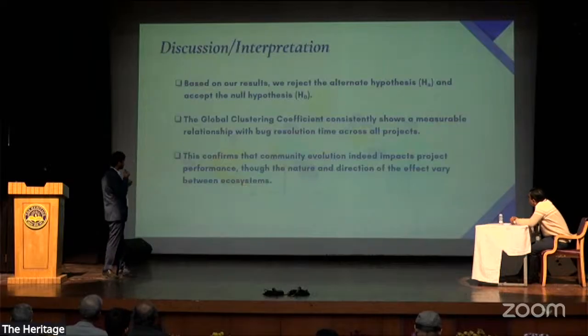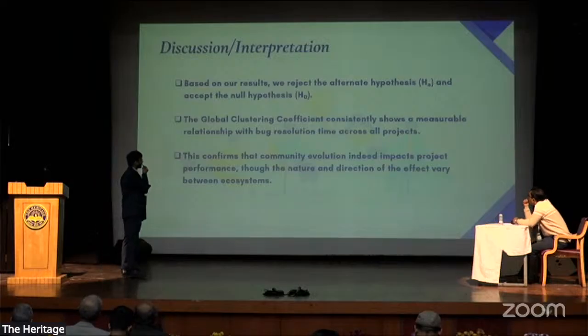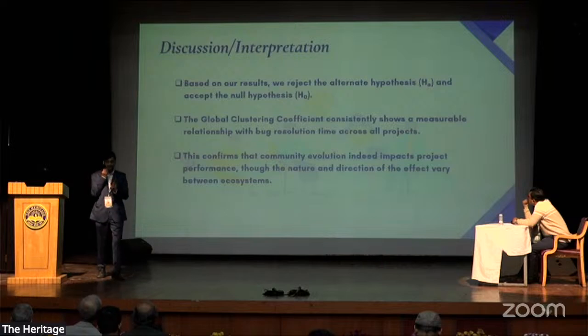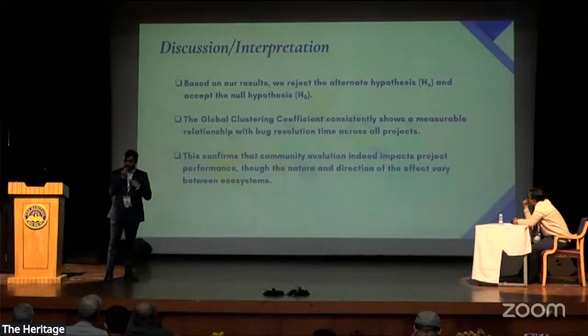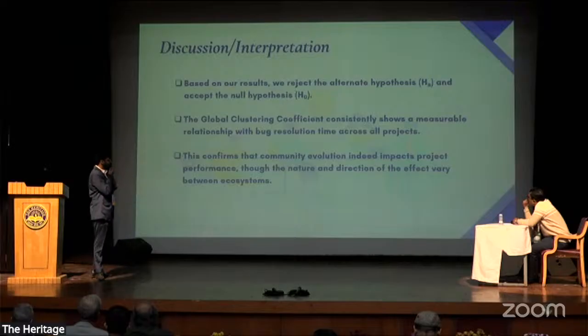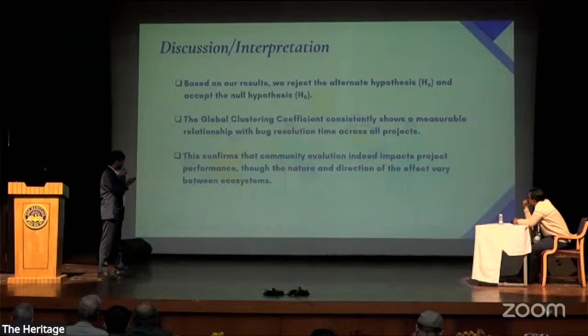What do these results signify? Over here, we are going to accept the alternate hypothesis. Sorry, we are going to accept the null hypothesis and reject the alternate one, as we can see that global clustering coefficient consistently shows a measurable relationship with the bug resolution time. This indicates our primary focus on community structure: yes, there is a factor in global clustering coefficient which gives an impact on the complete time of bug resolution.